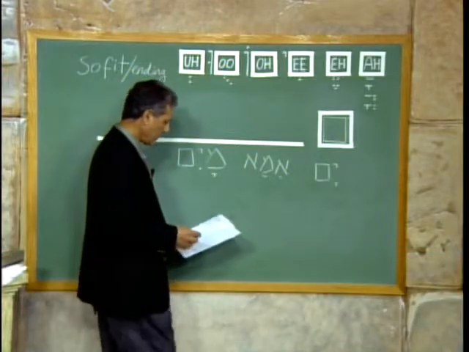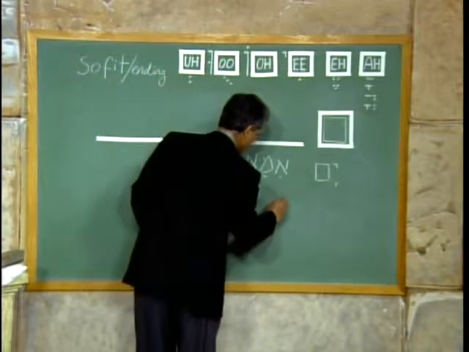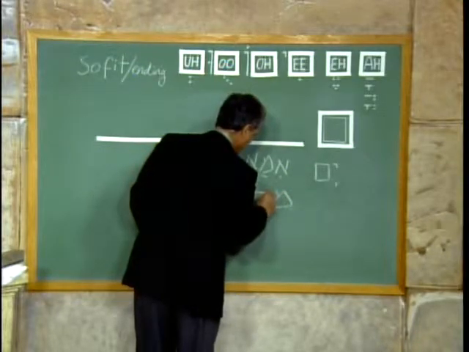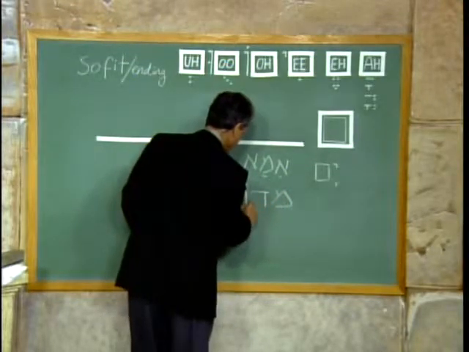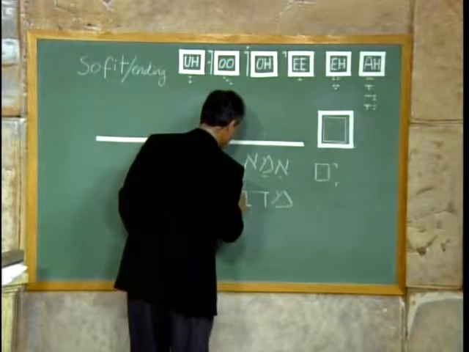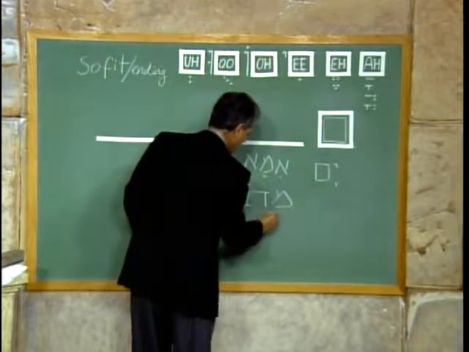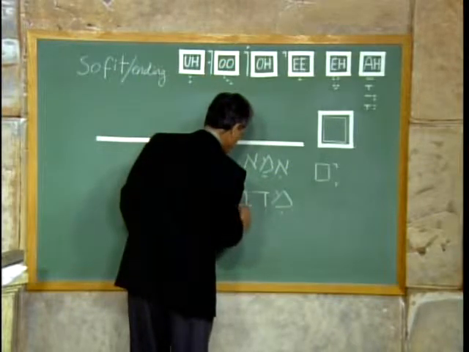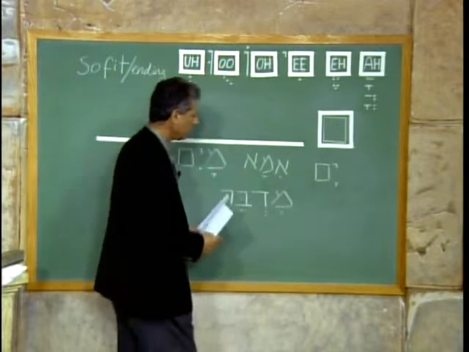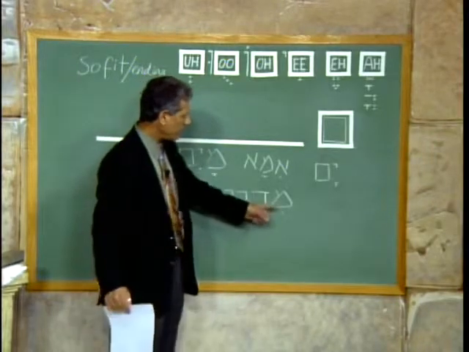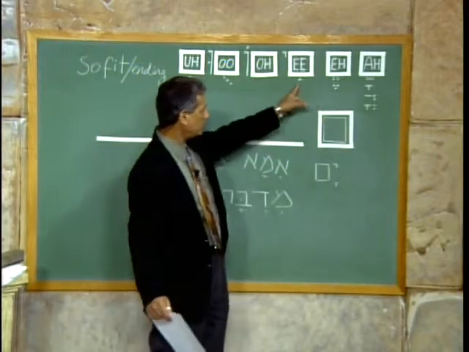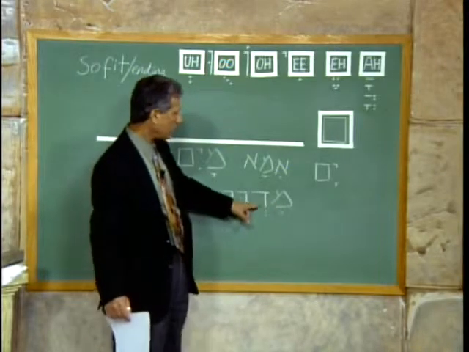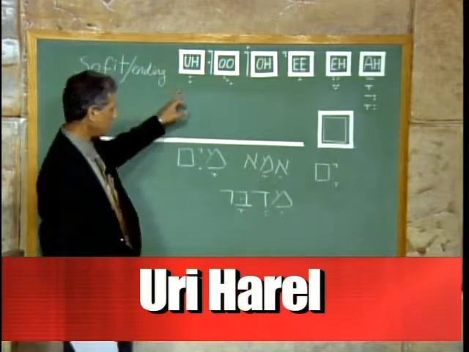We have a word like this: mem, dalet, bet, resh. We have an e sound, a dagesh, and an a sound. The word is read mem with an e sound, that is a mi, mid. Then we have a d, an a sound, mid.